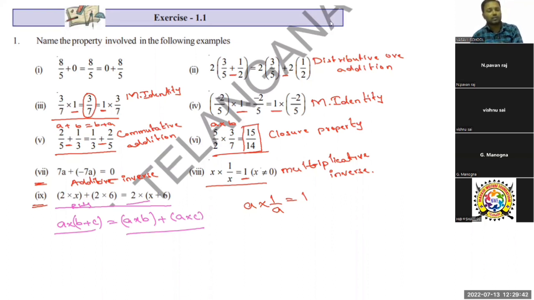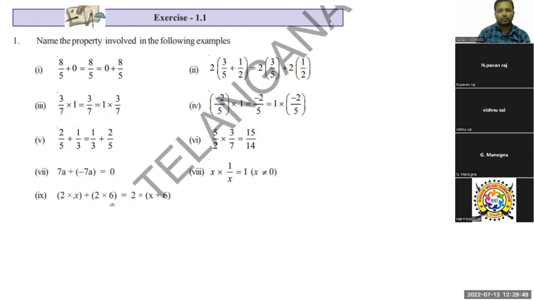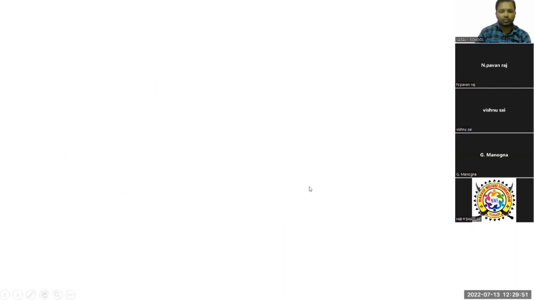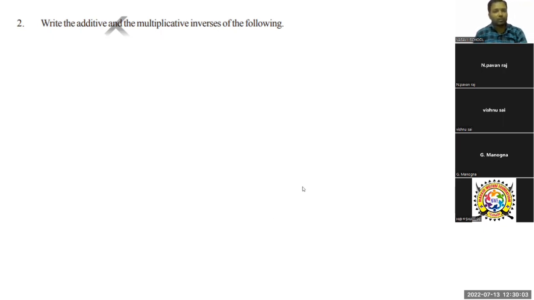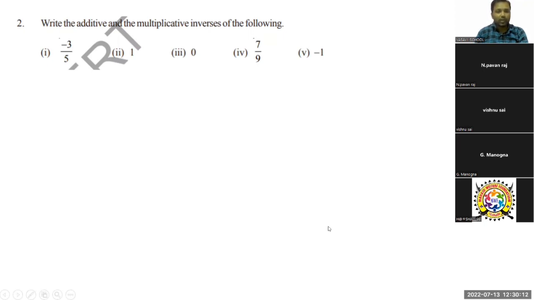Just take a screenshot. Clear? Okay. Now we'll get into the next one. So what is the next one? Sir, write the additive and the multiplicative inverse of the following. Okay. So we can take up that. We need to write additive inverse and multiplicative inverse. Remember that both we need to write. So what is the additive inverse of minus 3 by 5?